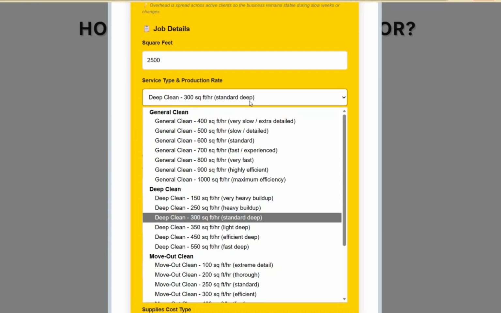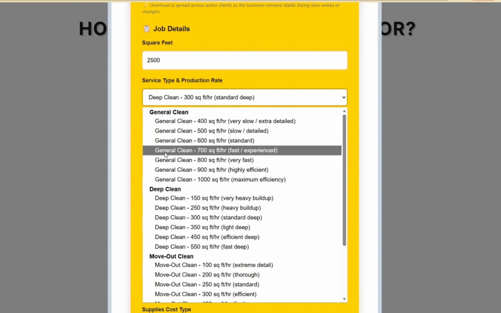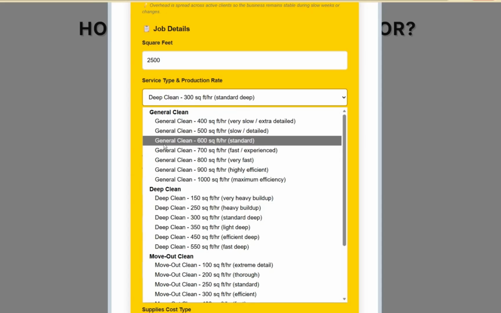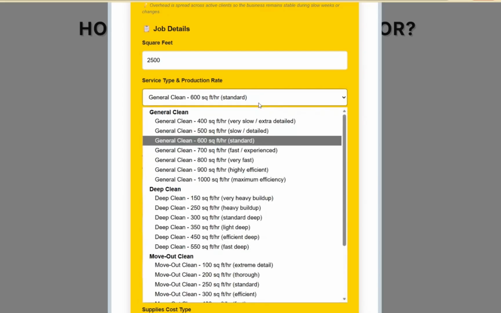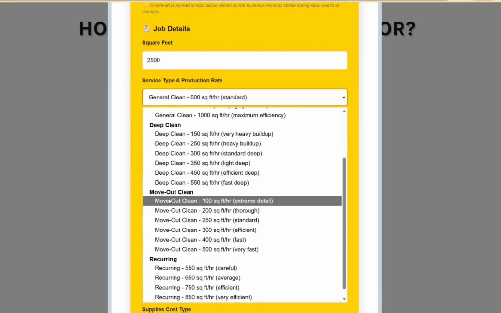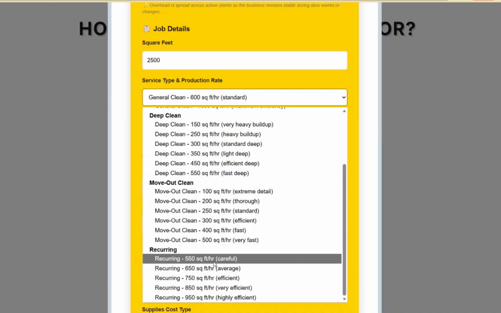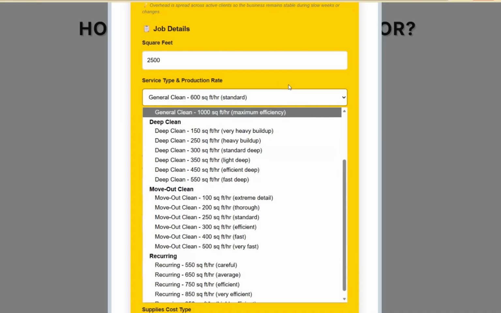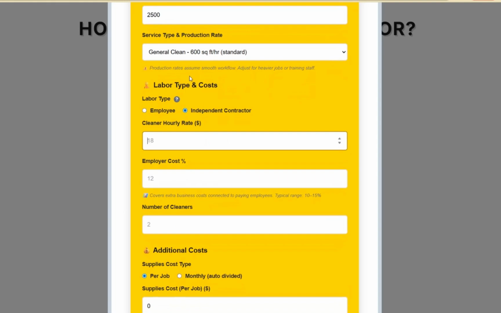But every business owner should be tracking their team's production rate. You should know how fast or how slow or how much square footage your team can clean within an hour. If you don't know, then just put down standard. So let's say this person wants a general clean, right? If you don't quite know your team's production rate, just put it at standard for right now. Okay. Now I have speeds for general clean, deep clean, move in, move out clean, and recurring cleans down here. Okay. So we have some slower speeds, some faster speeds. All right. So put it on standard.